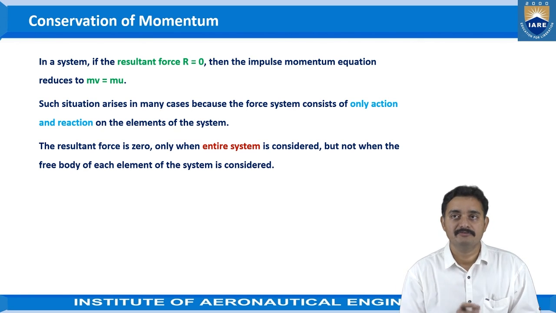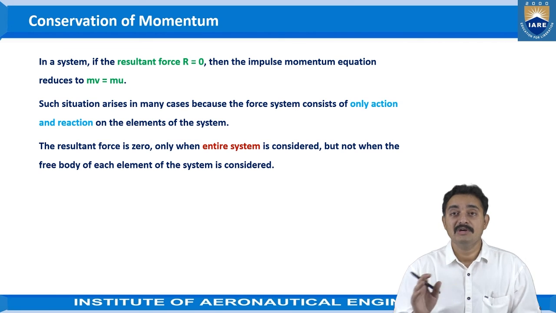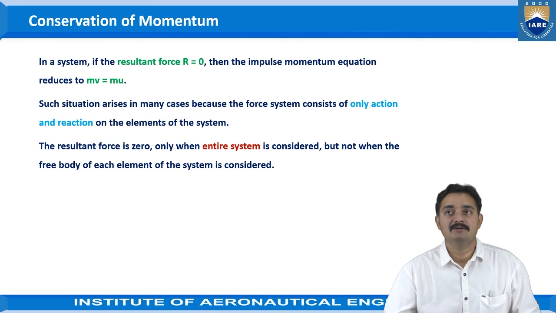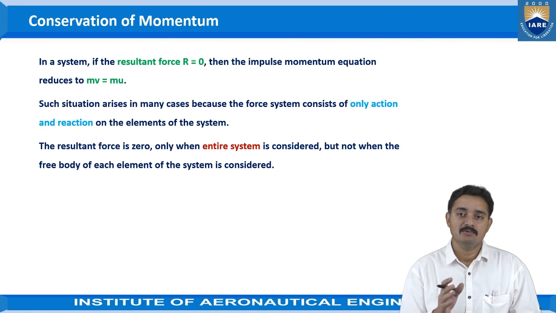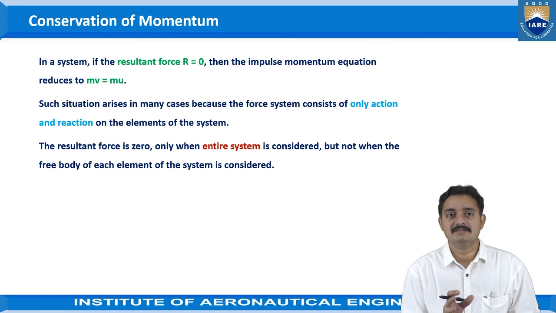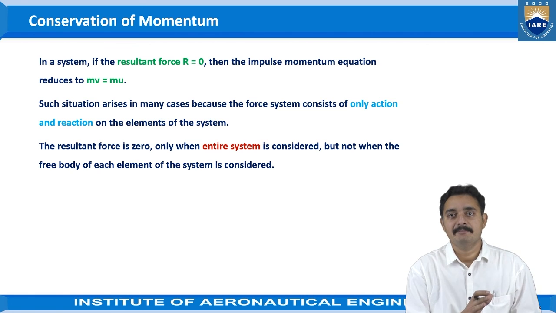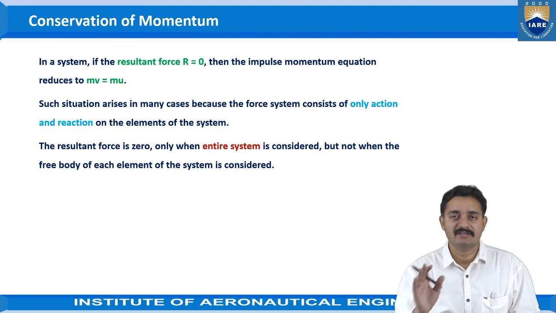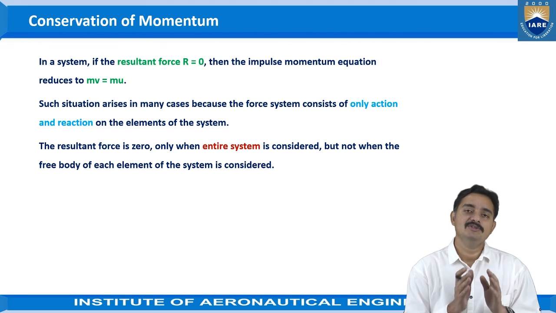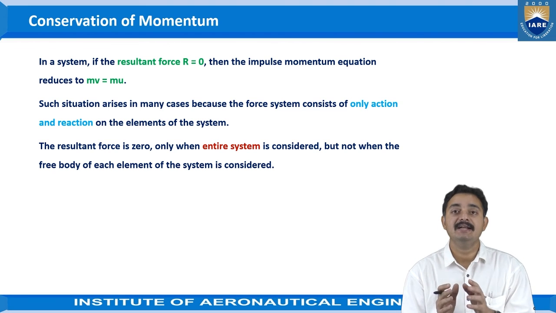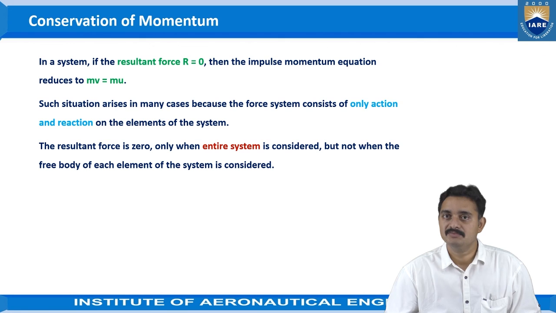But not when the free body of each element of the system is considered. That means the resultant force is 0 only when the entire system is considered, but not when the free body of each element is considered. So we have to consider all the bodies that are present in the system, and we need to consider before the application of the forces and after the action. Both action and reaction parts should be considered, and all the bodies in the system should be considered. Then only we can say that the momentum is conserved.